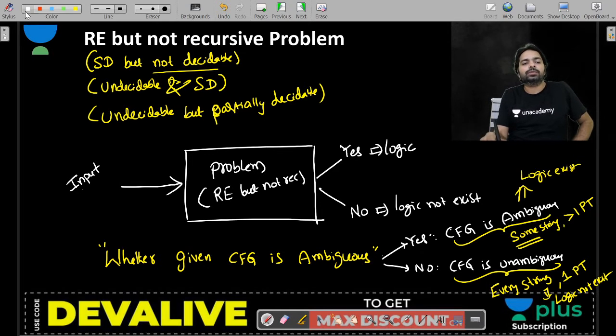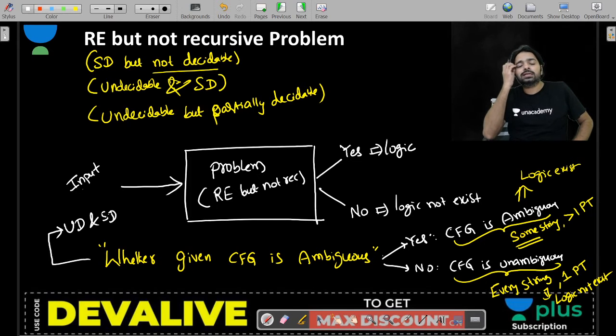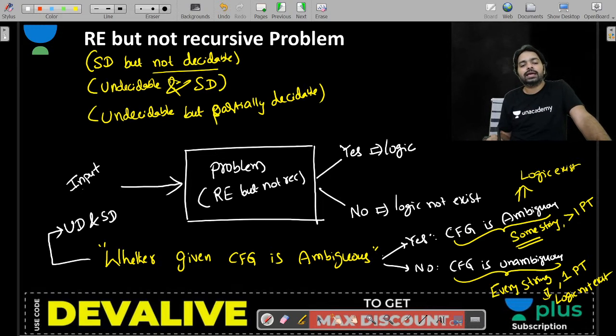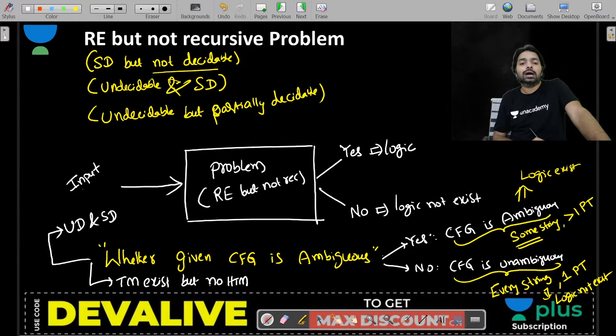So this problem is undecidable. This problem is undecidable and semi-decidable, but it is definitely not decidable. It's not a recursive problem. You don't have an halting Turing machine. I can only say a TM exists, but no halting TM. I can say a program exists, but no algorithm, because an algorithm always solves, but a program need not. Everyone clear? This is an RE but not recursive problem.